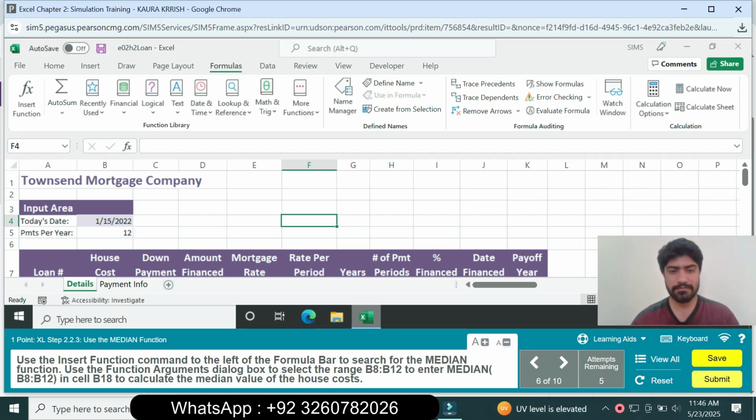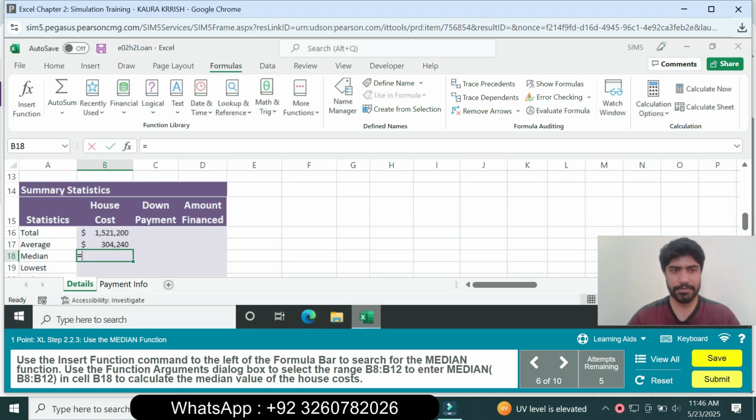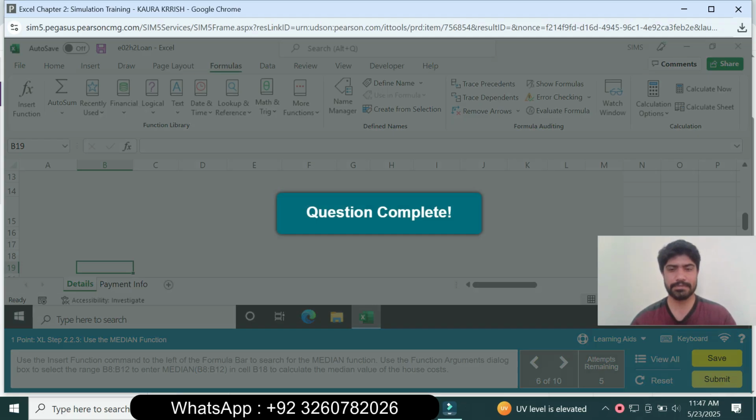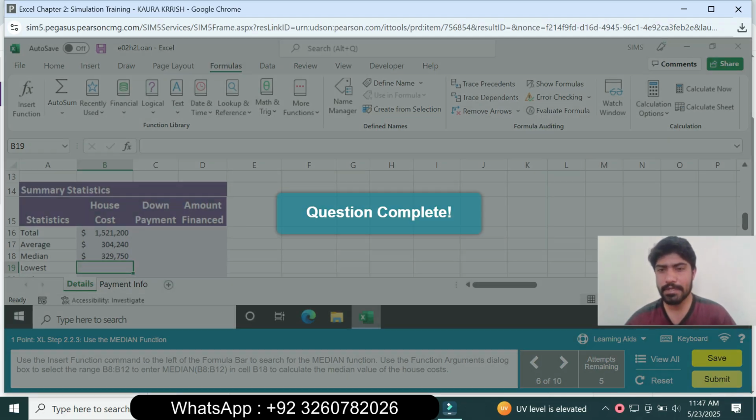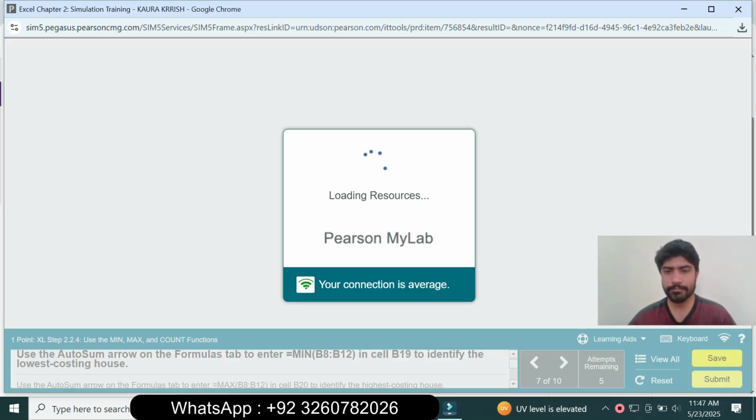So insert the MEDIAN function in cell B18. Type B18, press enter. Type equal to, type the MEDIAN function, and the range is B8 to B12, close bracket and press enter. So question number 6 is complete. We move to question number 7.